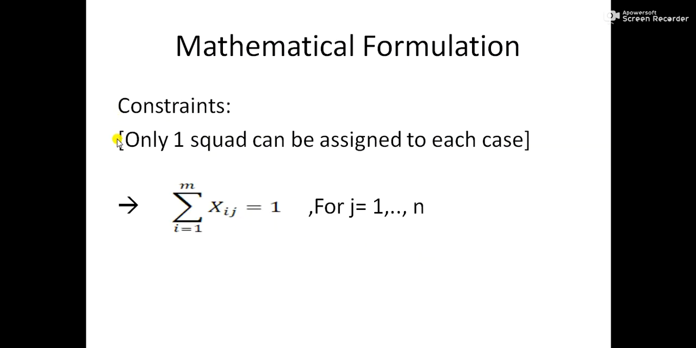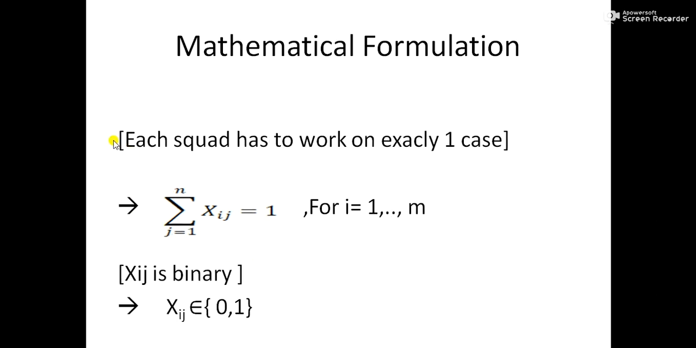Here's the first set of constraints. For each case J, only one squad can be assigned. Second set of constraints. For each squad I, only one case can be assigned. And of course we have this last constraint. Xij has to be binary.